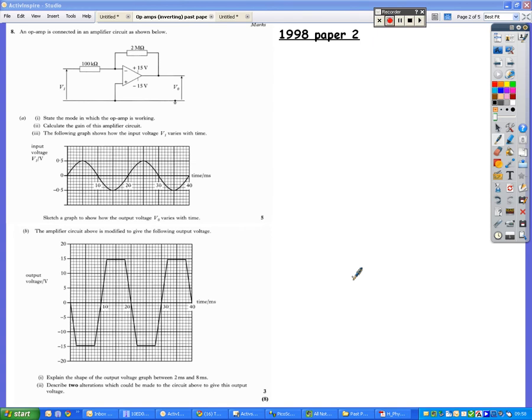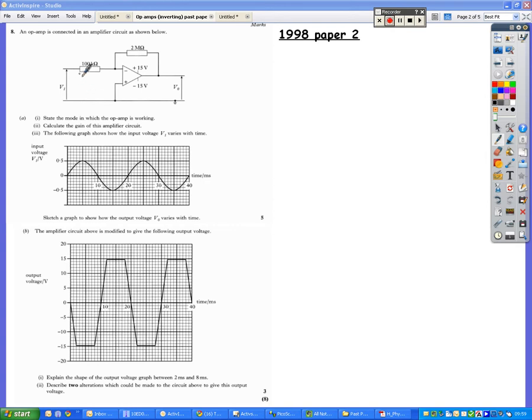1998, paper 2, question 8 on operational amplifiers. So an op amp connected in an amplifier circuit as shown below. Quite a common question for starters is state which mode the op amp is working in. That's pretty easy for you since I've only taught you one mode so far, but you need to be able to identify what that is.